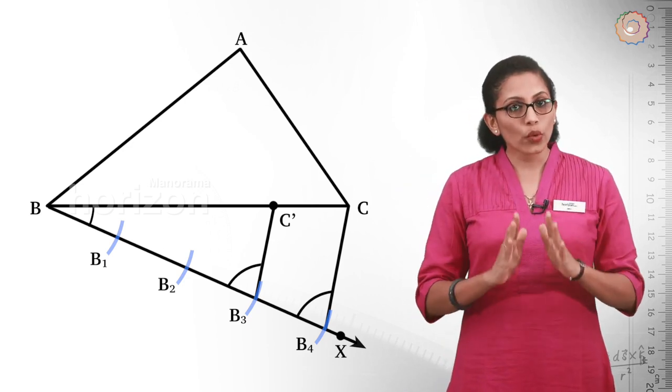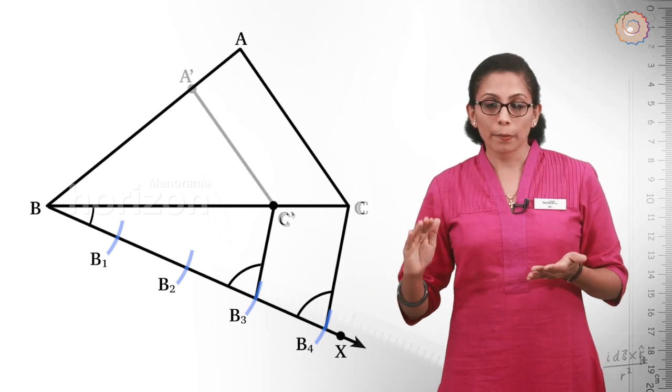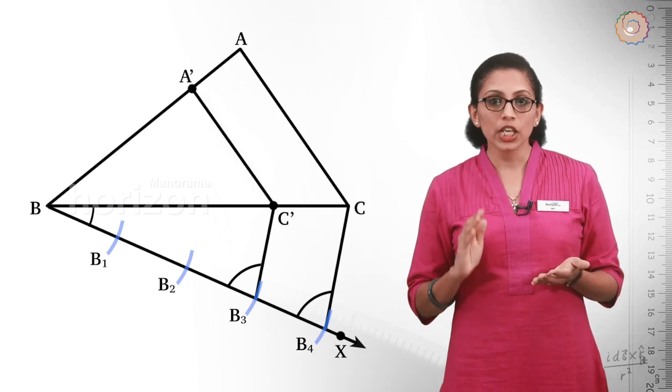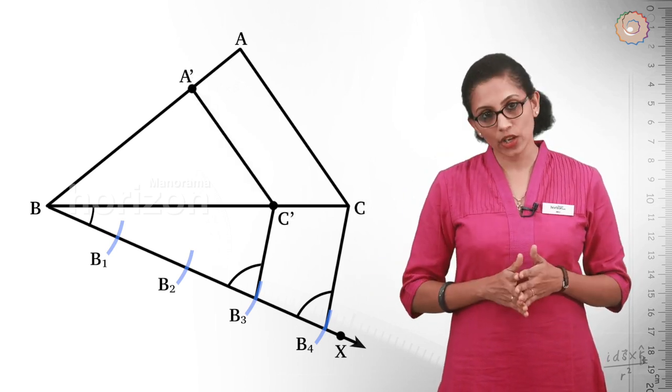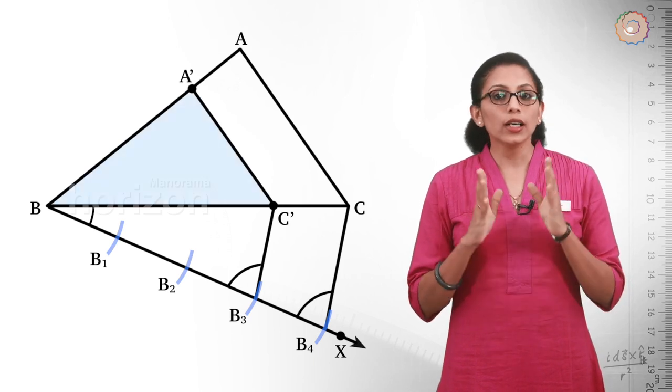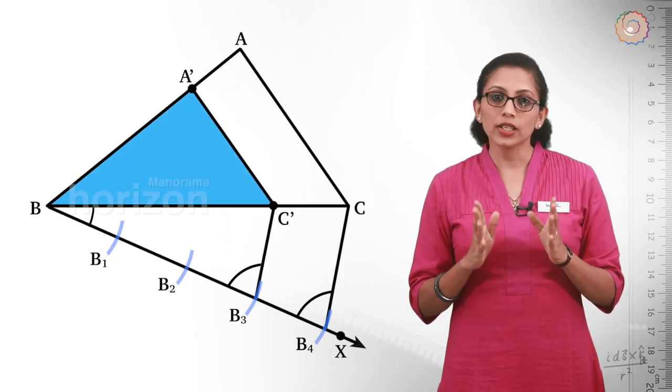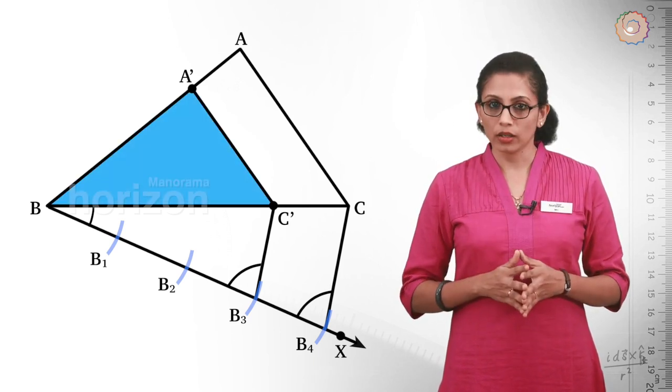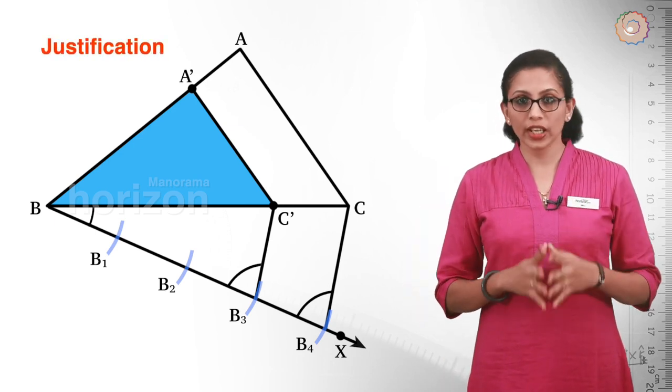Next step, draw a line through C dash parallel to the line CA to intersect BA at A dash. Thus, triangle A dash B C dash is the required triangle. Let's see the justification part.